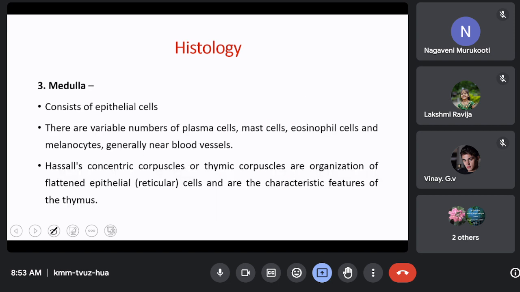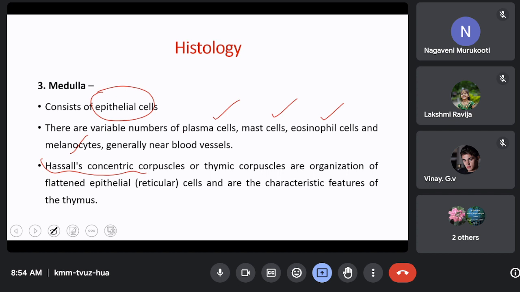And the second histological portion of the thymus gland is the medulla. It is present in the center. It consists mainly of epithelial cells. In addition to this, there are plasma cells, mast cells, eosinophils, and melanocytes, and they are generally present near blood vessels. And the characteristic feature, as I have told you before, is the presence of Hassall's concentric corpuscles.